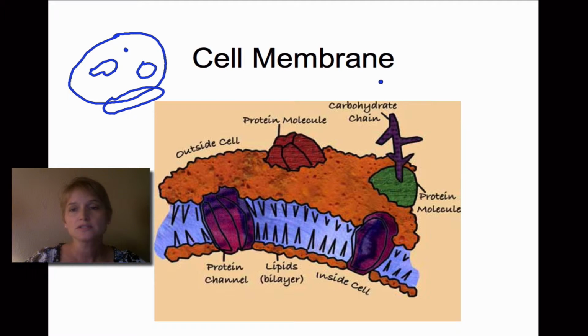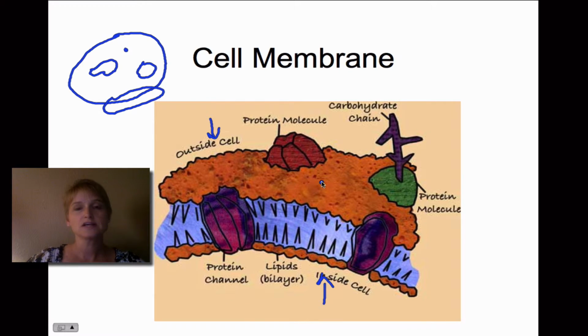So you notice that in these diagrams that we've looked at before, it's basically just a line around the cell. Well, if you look at this picture, you'll see that it's a lot more complex than you might think at first. So this outer region is outside the cell, and down here, this represents the inside of the cell.